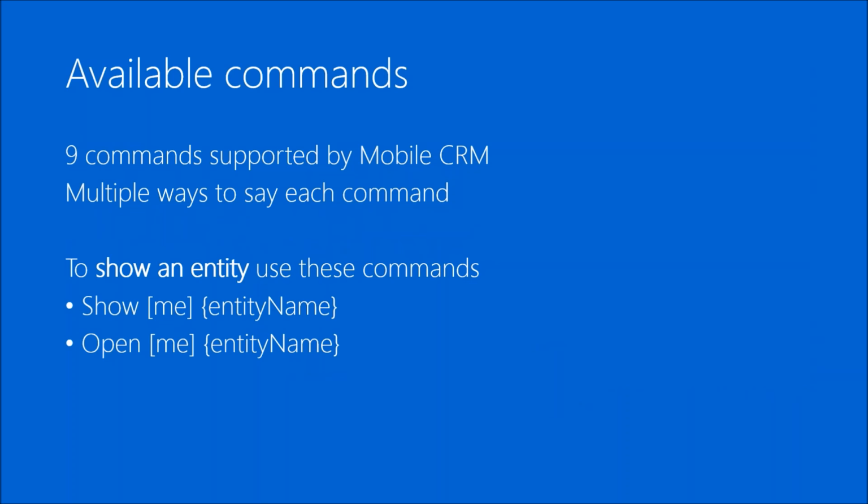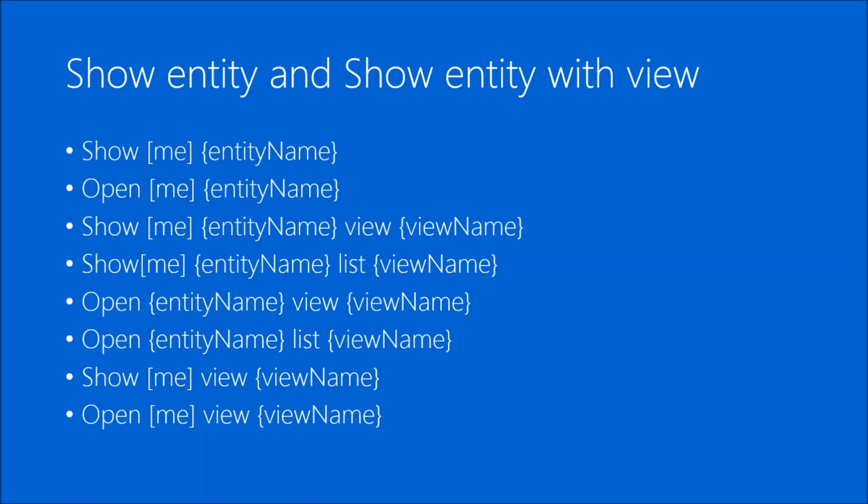So for example, for showing an entity, you can say show me and the name of the entity, or open entity name, or even show entity name, and so on. What's here in these rectangular brackets is optional. What's in the curly brackets is the actual name of the record, entity, view, or whatever you want to use. So there is showing an entity, and showing an entity with a certain view. So you can use show, you can use open, and add show me accounts view default or something like that. You can use open, view, list, and combinations of these.